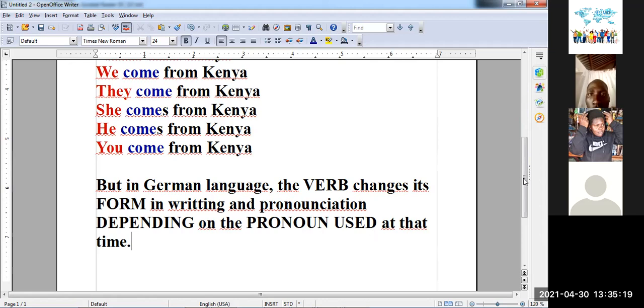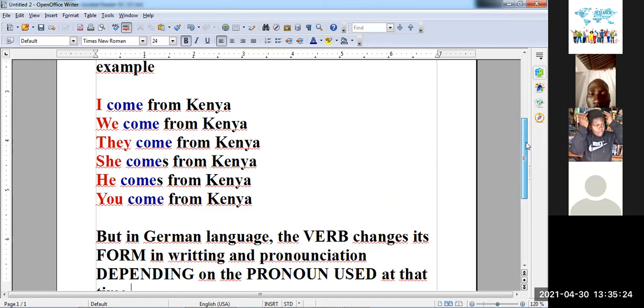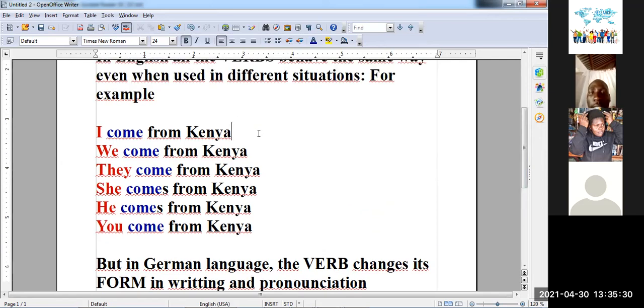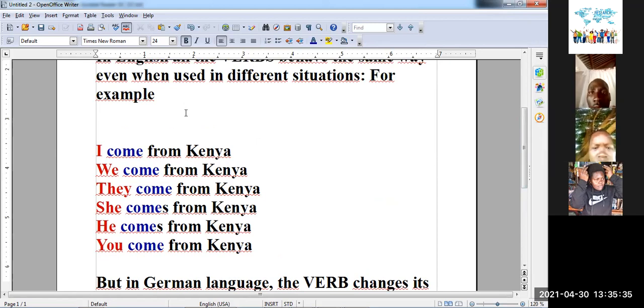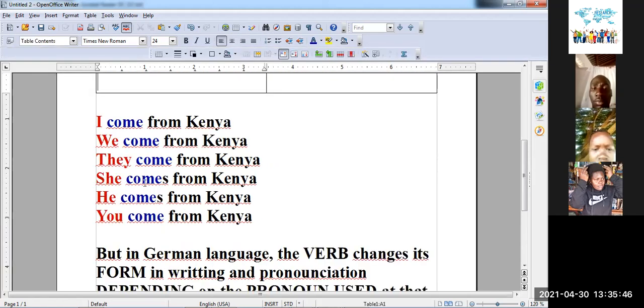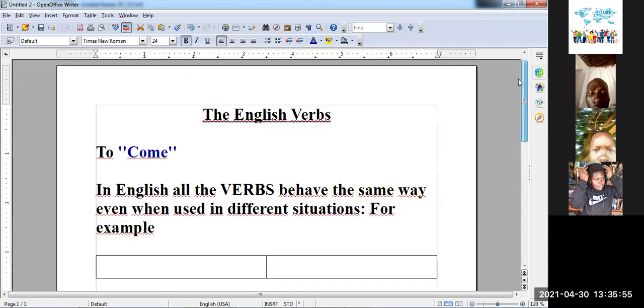Okay? For instance, I'm going to give you an example here. Before we go to the main table, if you understand this, it's going to be easier. Let me set this up so that it fits in one slide.